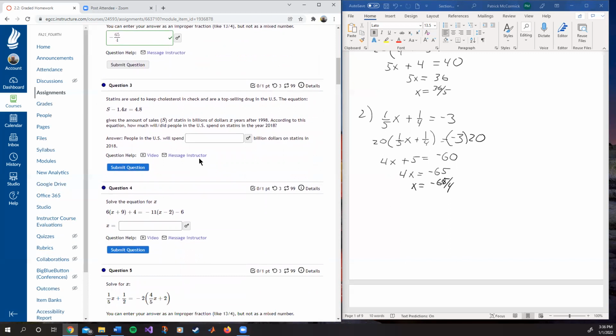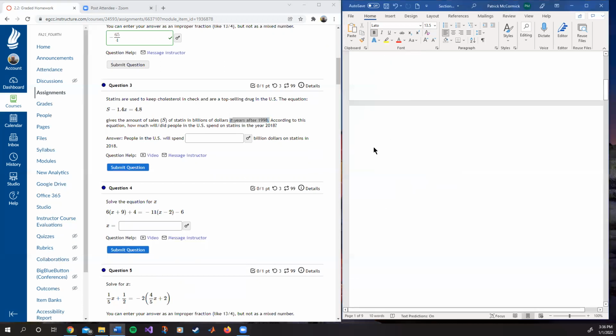Question 3. Statins are used to keep cholesterol in check. There's our equation: S minus 1.4x equals 4.8. We've got to be sure to read this problem closely. It says, given the amount of sales of statin in billions of dollars x years after 1998. So after 1998, that's very important. According to this equation, how much did people in the US spend on statins in the year 2018? So x is a number of years after 1998. Let me scroll down here. This will be problem 3.